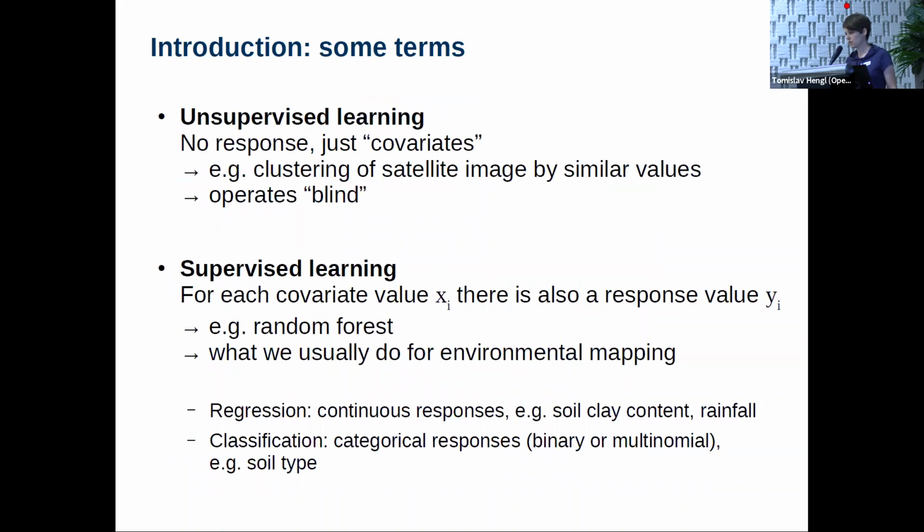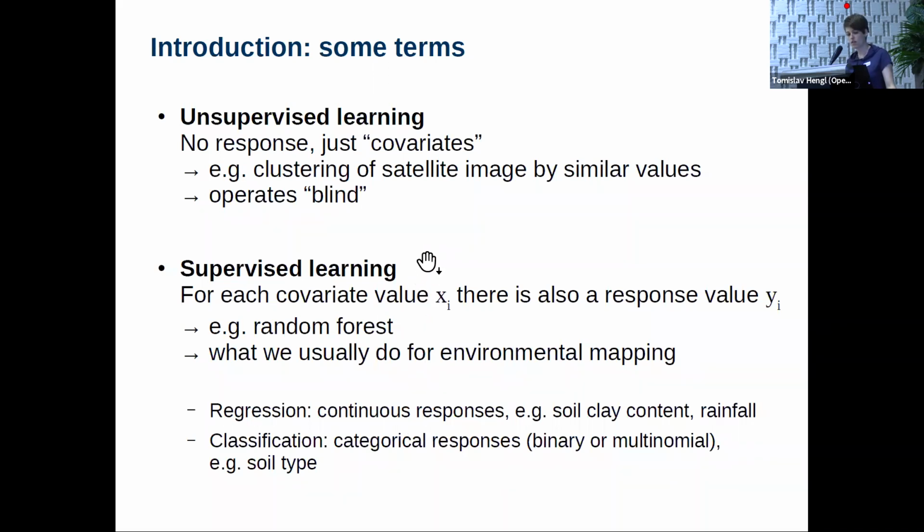So we divide the fields into unsupervised learning and supervised learning. In unsupervised learning, you basically just have covariates. You don't have a response, and you try to find the structure in your data without actually knowing what your output will be. So it has a more exploratory character, and it's, for example, used to cluster the pixels of satellite images, and then for these clusters, in a second step, you can try to assign the actual values. Some sort of operating blind, without targeting a response.